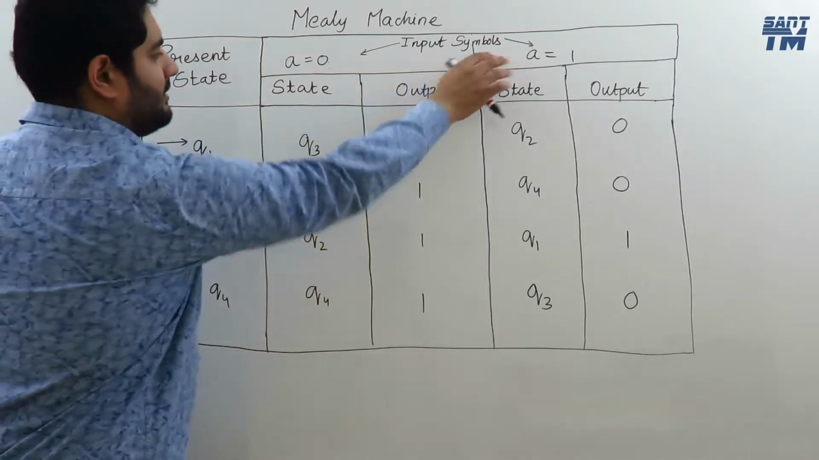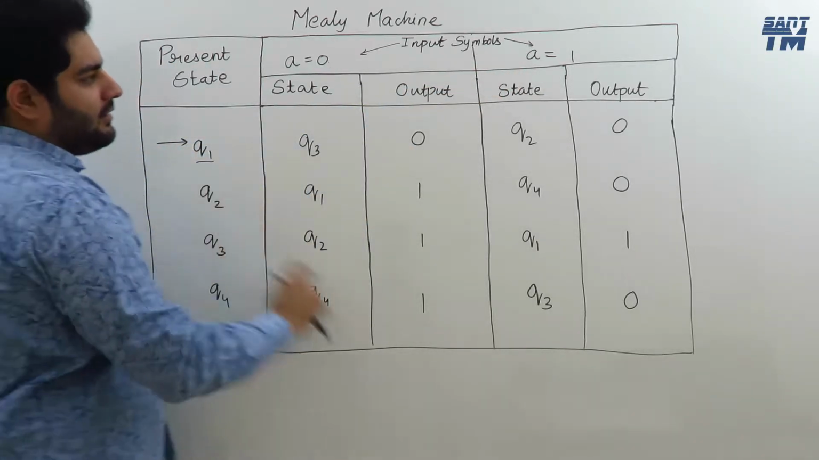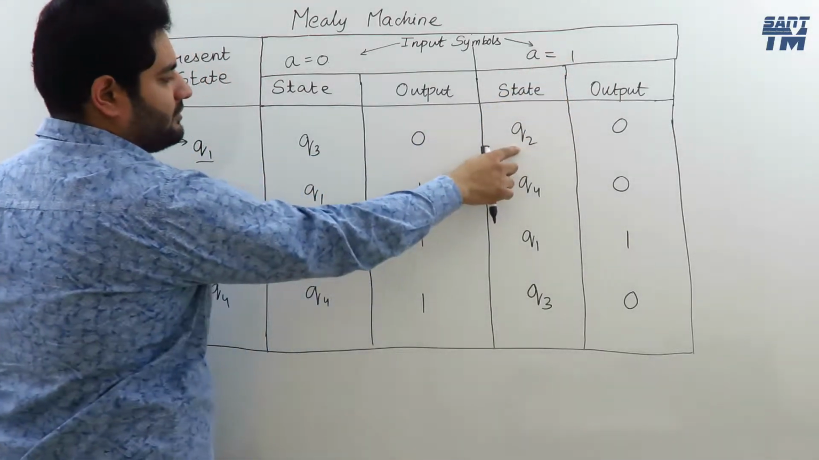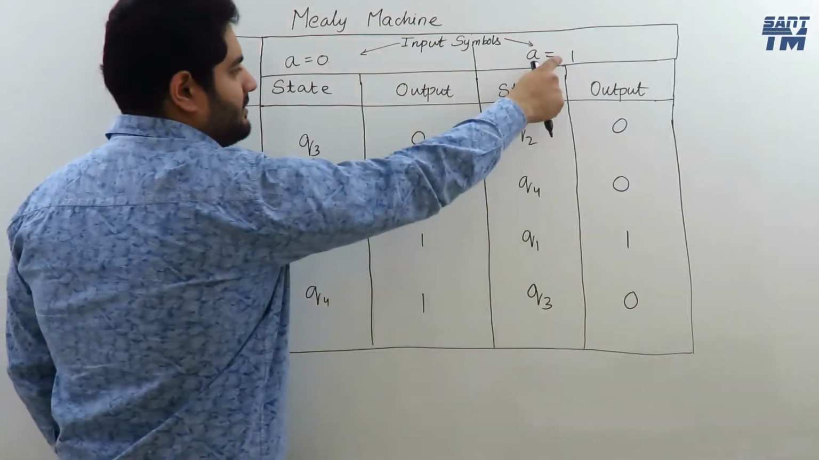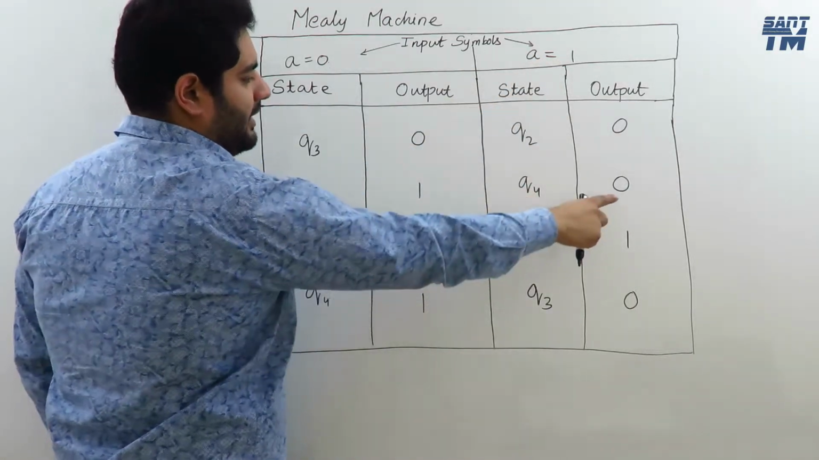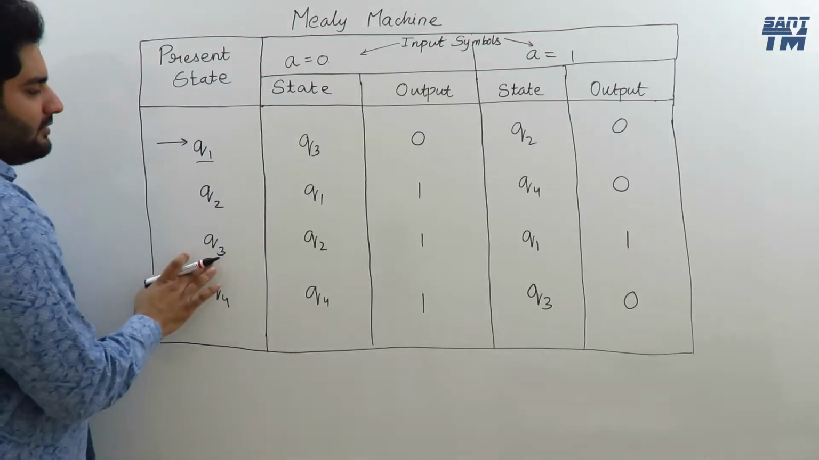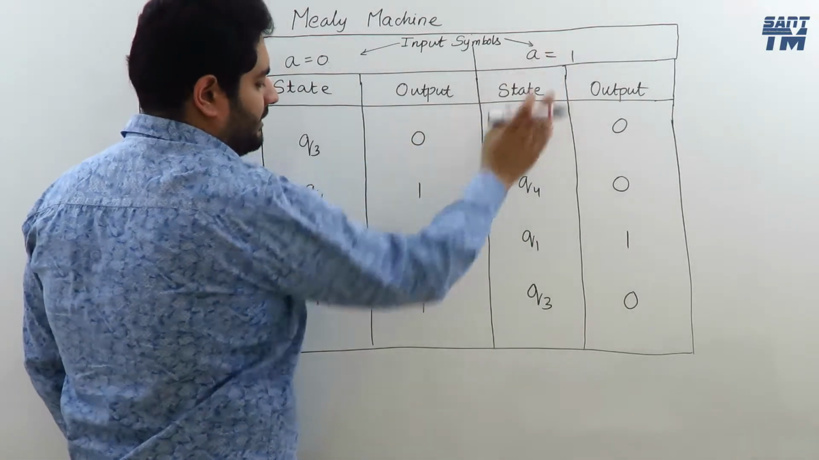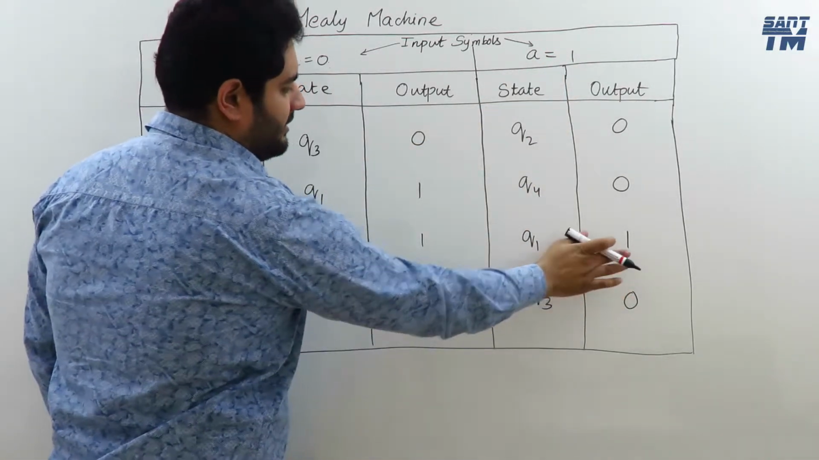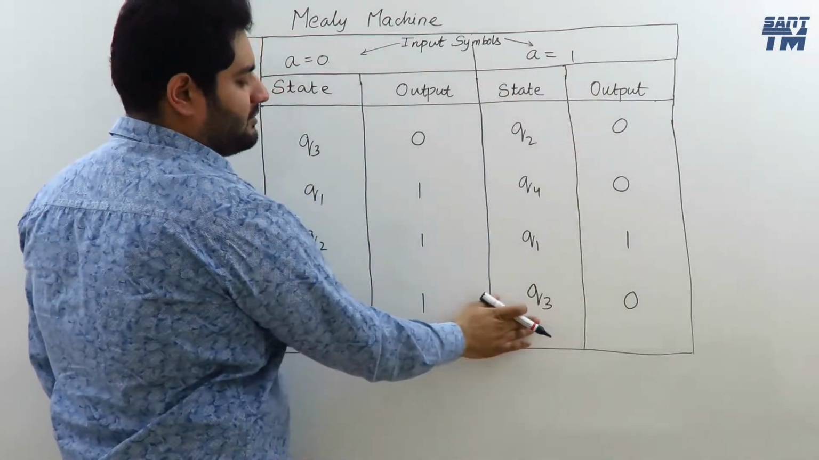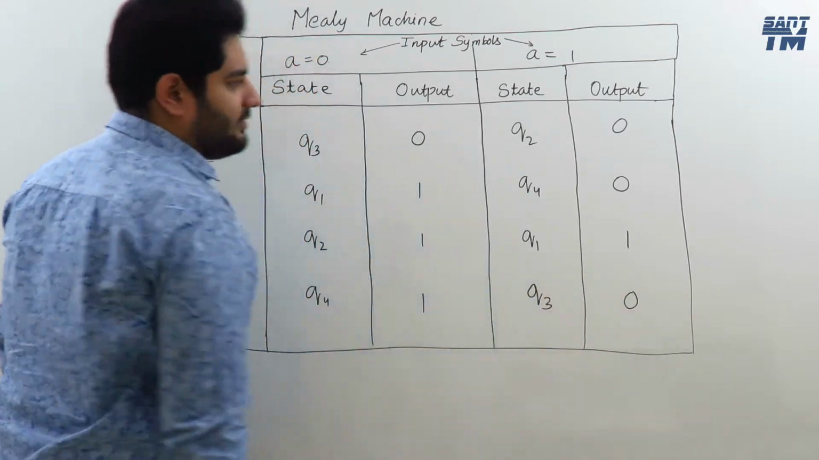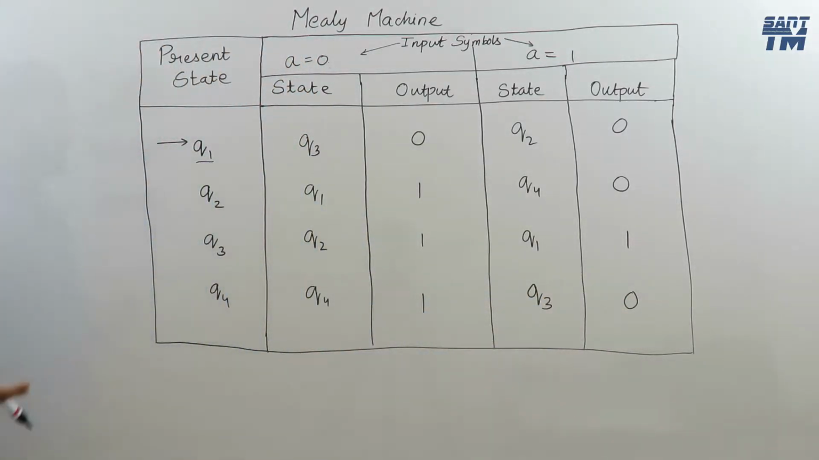And for input symbol 1, Q1 on applying input 1 moves to state Q2 and produces 0 as output. Q2 on applying input symbol 1 moves to state Q4 and produces 0 as output. Q3 on applying input symbol 1 moves to state Q1 and produces 1 as output. Q4 on applying 1 as input symbol moves to state Q3 and produces 0 as output. So this is the transition table for a Mealy machine. This is how it looks. We will see it in our later examples.